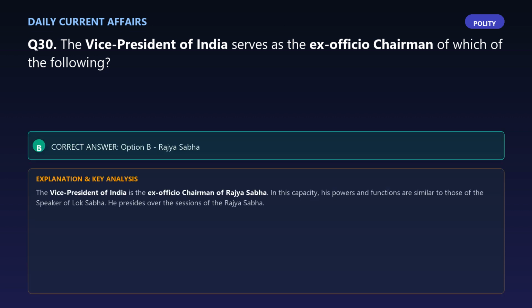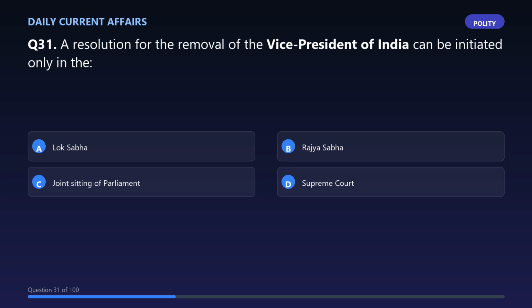The correct answer is option B, Rajya Sabha. Explanation: the Vice President of India is the ex officio chairman of Rajya Sabha. In this capacity, his powers and functions are similar to those of the Speaker of Lok Sabha. He presides over the sessions of the Rajya Sabha. Question 31. A resolution for the removal of the Vice President of India can be initiated only in the.